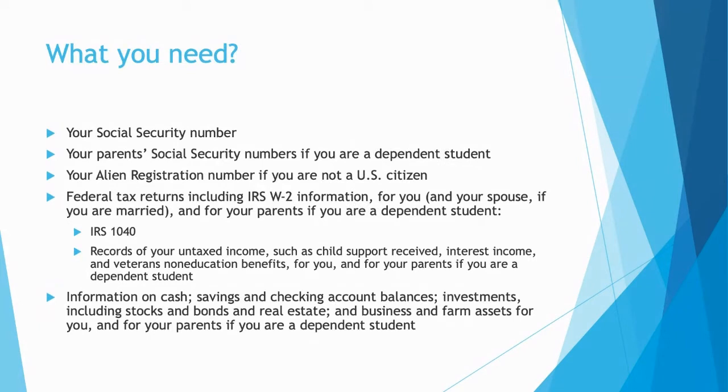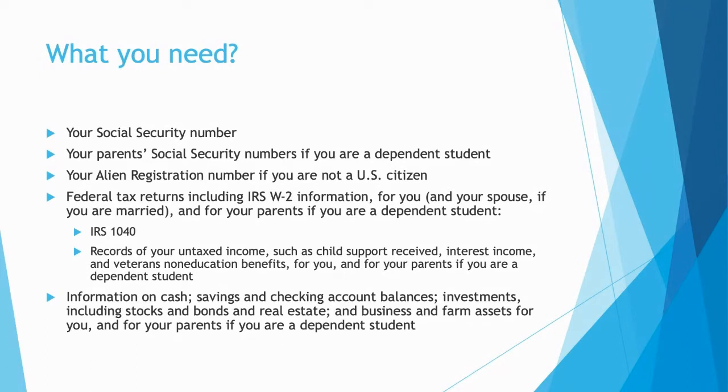So starting off with what is needed for the FAFSA, you're going to need your Social Security number. If you're a dependent student, you'll need your parents' Social Security numbers. If you are not a U.S. citizen, you're going to need your alien registration number from either your I-94 or green card.